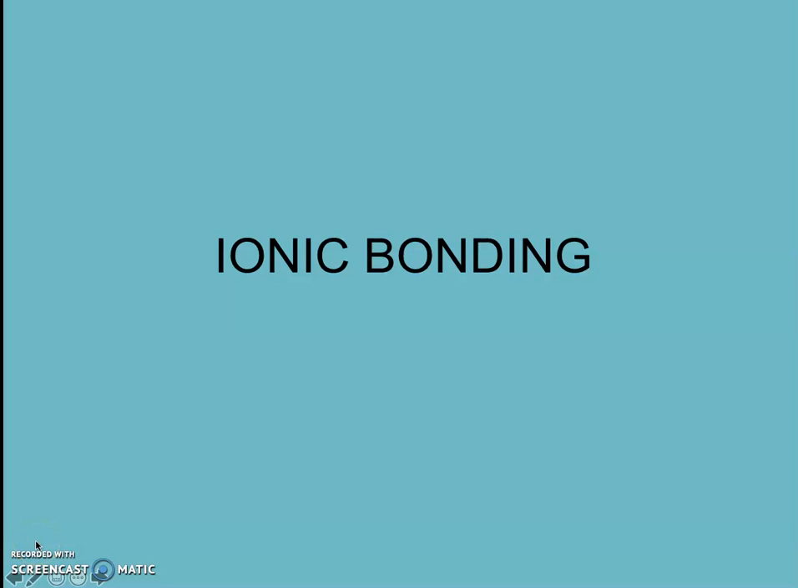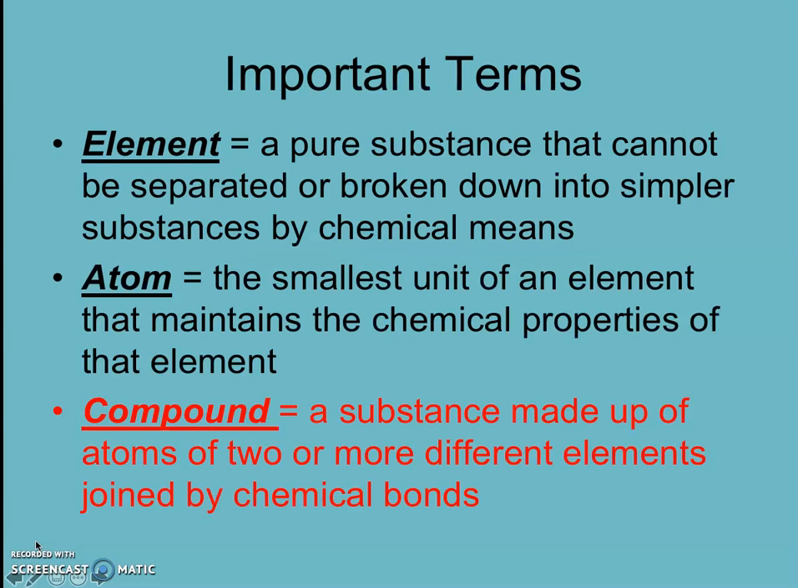All right, this unit we are talking about ionic bonding. This is just one of three ways that our elements can be held together. We'll talk about ionic bonding in this unit. Next unit we'll get into covalent. And yeah, okay. So important terms.